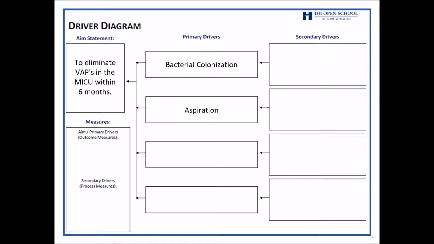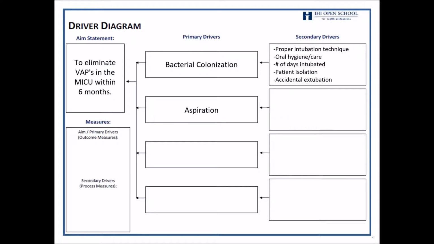So then we came up with secondary drivers, or concrete factors that could be influenced that would then feed into those primary drivers. So for bacterial colonization, the things that influence whether or not you have bacterial colonization of the oral pharynx are proper intubation technique, oral hygiene or care, the percentage of days that a patient spends intubated, patient isolation, and accidental extubation, which can lead to repeated intubations.